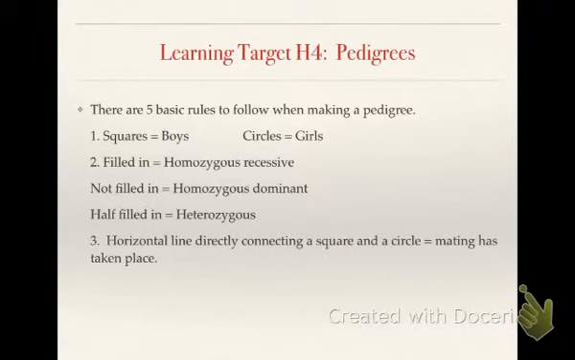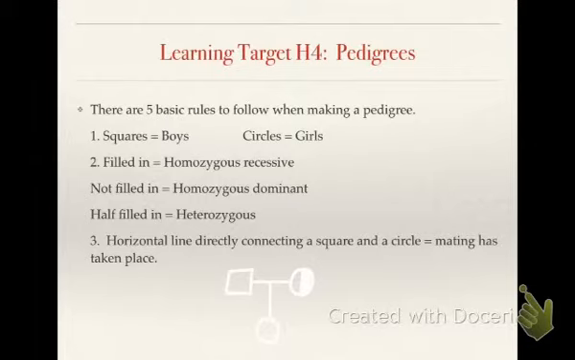If there's a horizontal line that directly connects a square and a circle, mating has taken place. So here's my male, here's my female. Let's make her heterozygous, and say he's homozygous dominant. If we directly connect them like this, it means they're mating, and their offspring would be an offshoot of this mating. So we would draw their offspring down here, and let's say they had a little baby girl, I would draw a circle right here. There's a little pedigree chart.